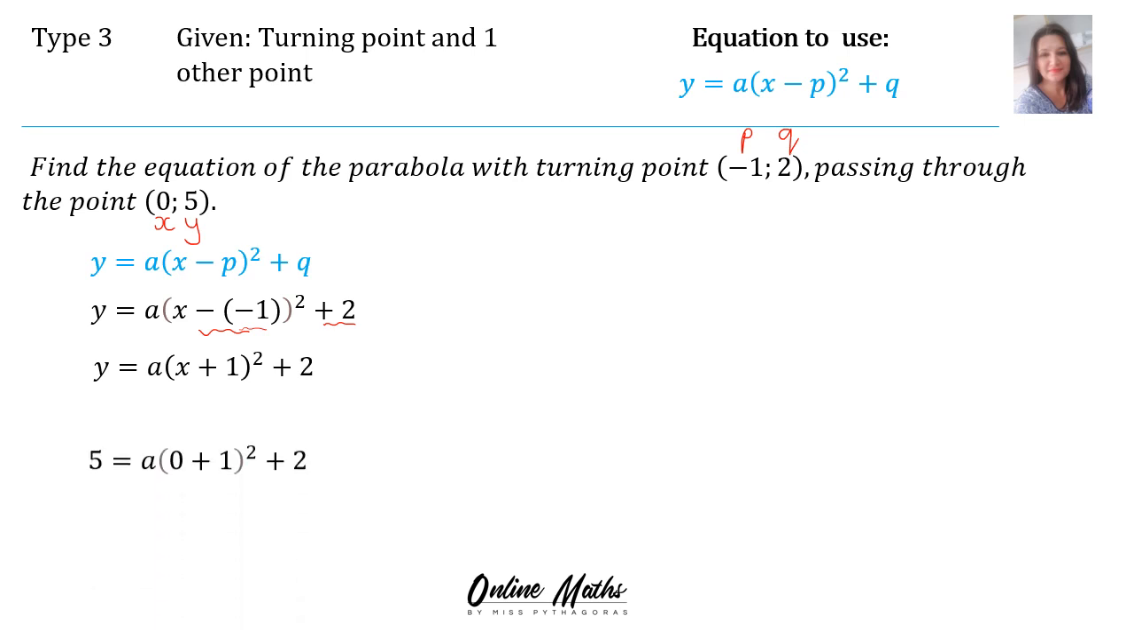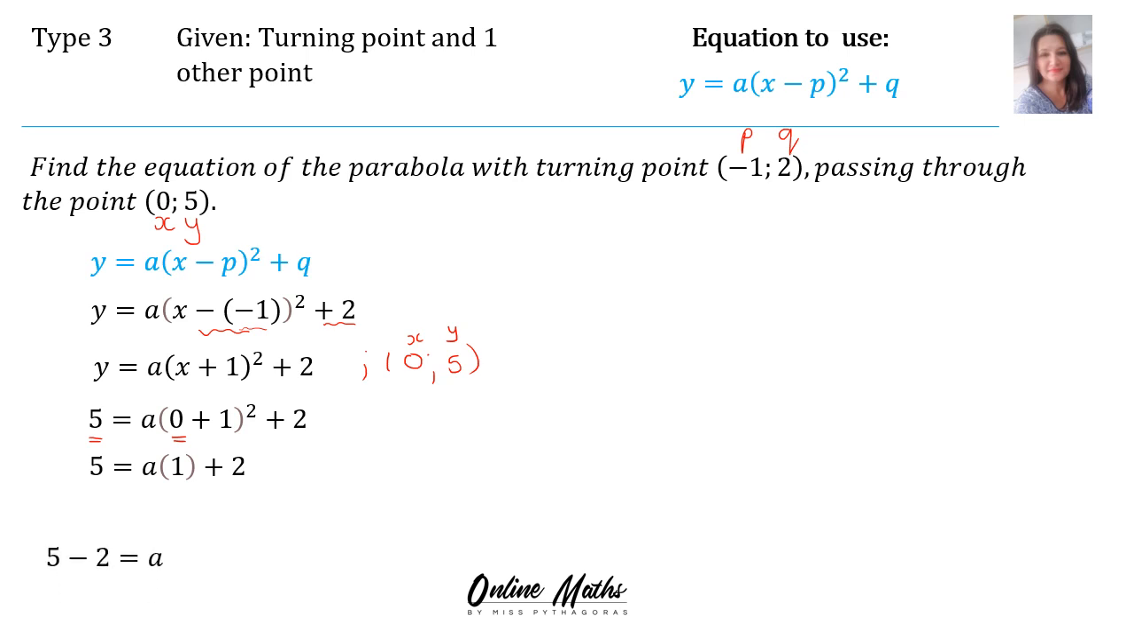Now to find a, this is where I'm going to substitute this other point that was given, and the point was (0, 5). So in x's place I will substitute a 0, in y's place I will substitute the 5. And then (0 + 1)² is just 1, and now a times 1 is just a. And then the plus 2 will walk across and it becomes -2, and a's value is equal to 3.